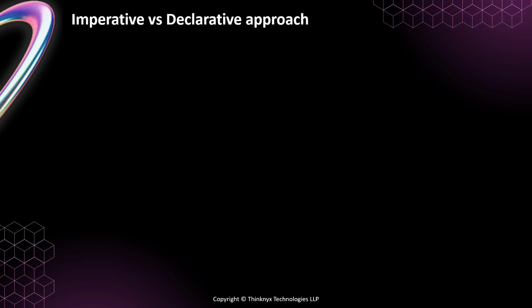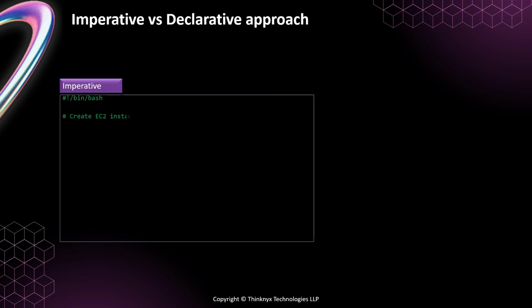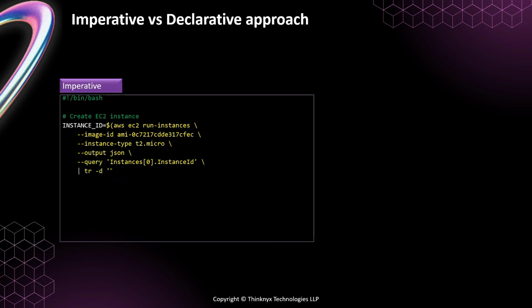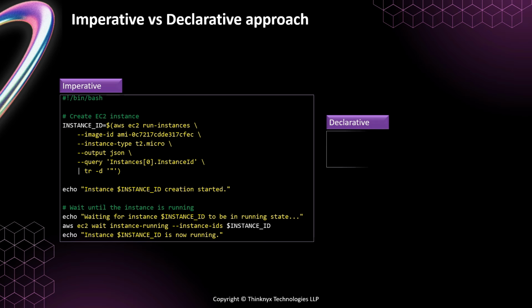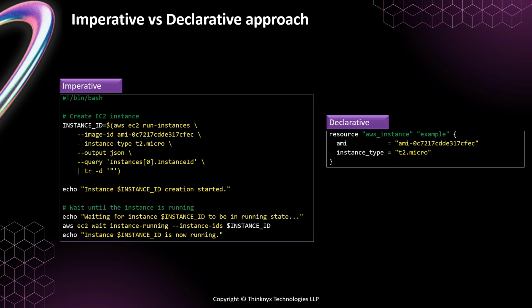Here is a simple shell script which creates an EC2 instance. In the script, we specify how to create an Amazon EC2 instance, what commands and options to use, like aws ec2 run-instances, followed by various options like region, image ID, and more. That's called an imperative way of programming. However, on the right is a more declarative approach where we achieve the same results with only a few lines of OpenTofu code showing the declarative way of programming. Notice how much simpler the code becomes.